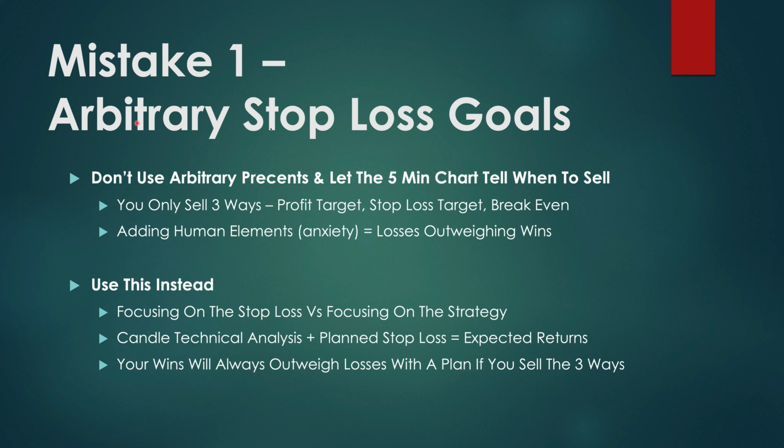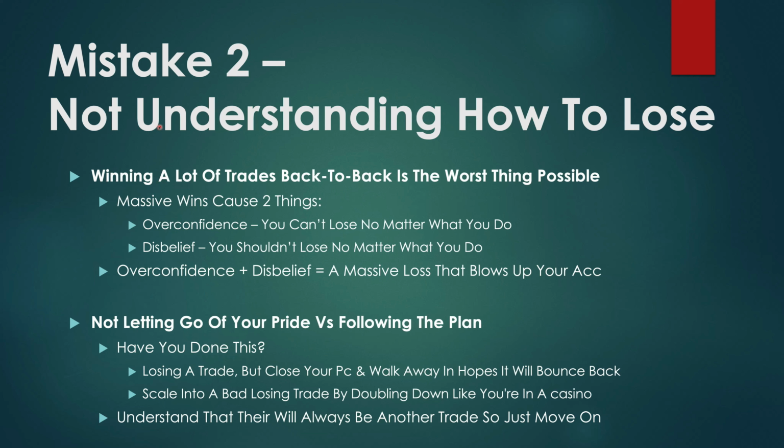But that's basically number one: arbitrarily having stop loss goals that just don't make any sense periodically. In general, because it needs to be based off of something. That's mistake number one. Mistake number two is not understanding how exactly to lose in the very first place, which is a very interesting concept.